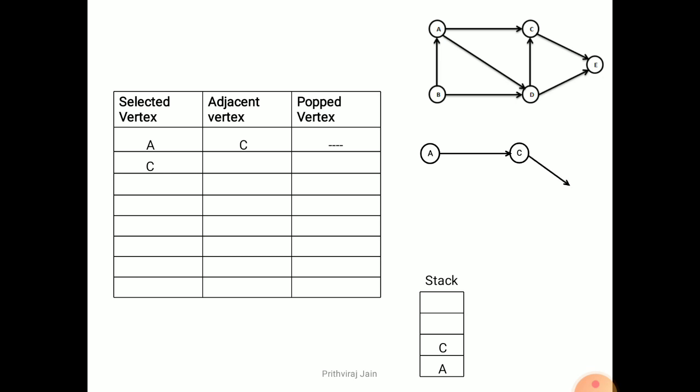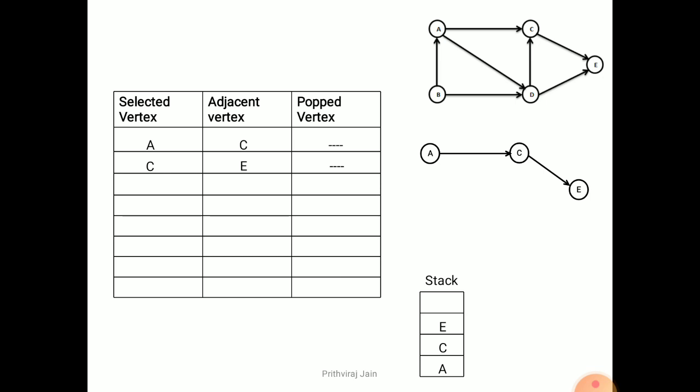Next, based on the top of the stack, we select the next vertex. On the top we have C, so the next selected vertex is C, and from C the adjacent vertex is E. So we have selected the adjacent vertex as E. As per the step, we push that vertex onto the top of the stack. Now E is pushed into the stack. Now there is nothing to pop from the stack.